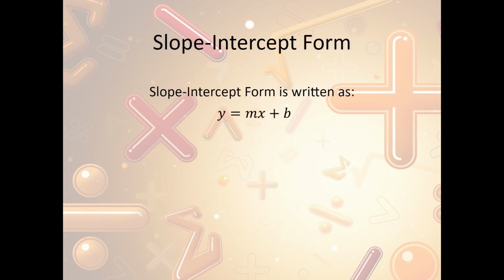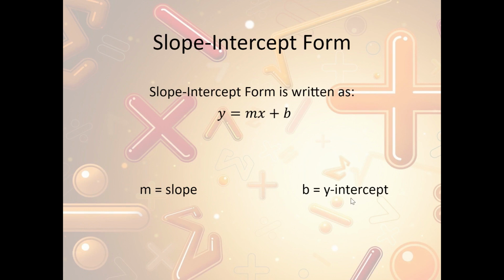Slope-intercept form is written as y equals mx plus b. And what does that mean? M is the slope, and b is the y-intercept. Y and x are my variables that stay variables so that I can plug numbers in and see what they come out to be. So m is the slope and b is the y-intercept.